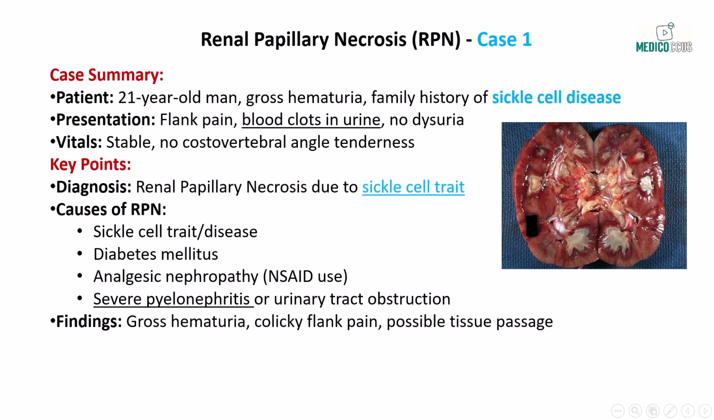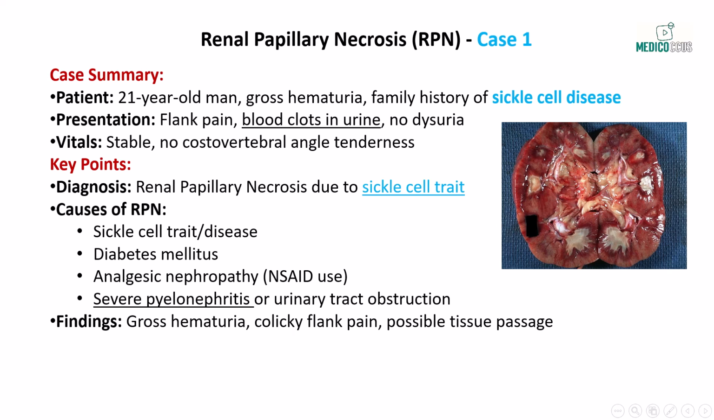We have here another important topic, renal papillary necrosis, which is frequently tested in the Step 1 exam. The first case we have here is a 21-year-old man who comes to the emergency department with a 1-day history of left flank pain and gross hematuria. He has noticed small blood clots in his urine, but denies dysuria or any prior urinary symptoms.